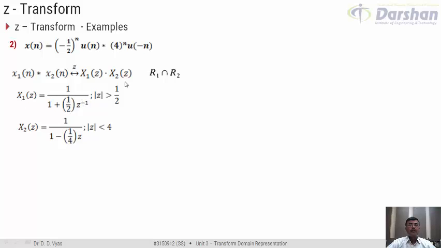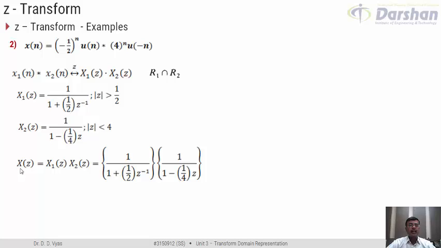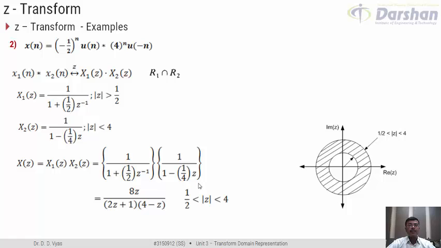So now we have the z transform of x1[z] and the z transform of x2[z], which are given here. We want to find the z transform of x of n, so we would say the z transform of x of n, that is x of z, would be the multiplication of these two, that is 1 upon 1 plus 1 by 2 z inverse multiplied by 1 upon 1 minus 1 by 4 z. The ROCs of the two are mod z greater than 1 by 2 and mod z less than 4.